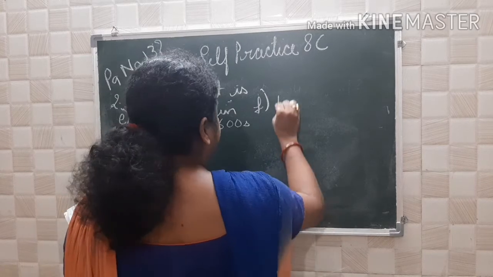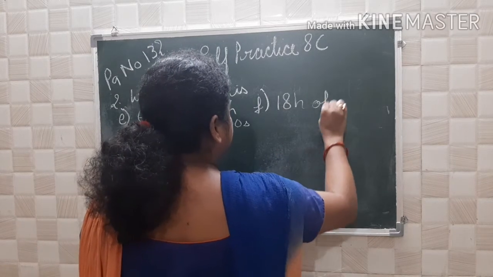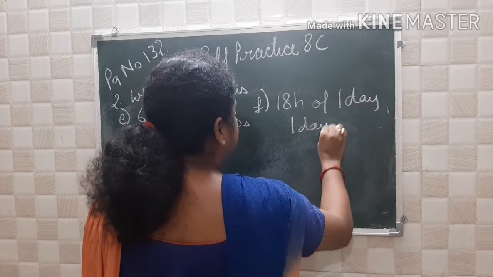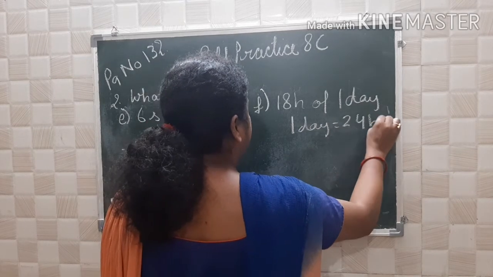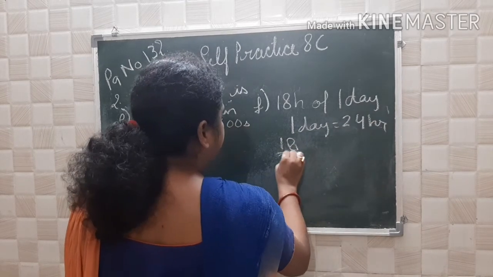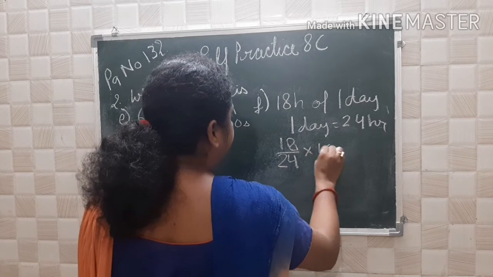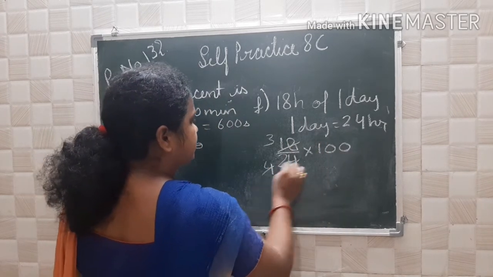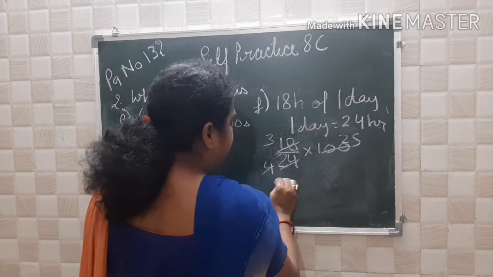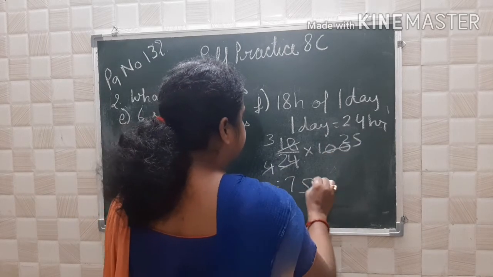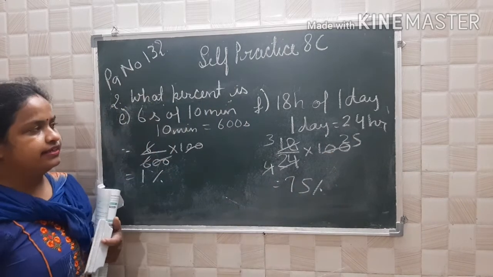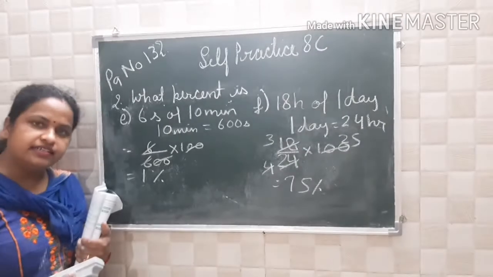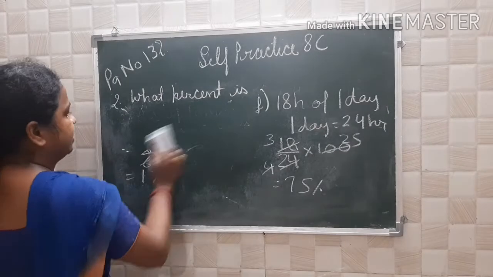18 hours of a day. 1 day is equal to 24 hours. 18 upon 24 into 100. 6 3s are 18, 6 4s are 24, 4 25s are 100, means 75%. 18 hours of a day means it will be equal to 75%. Clear? Now see the G part of it.